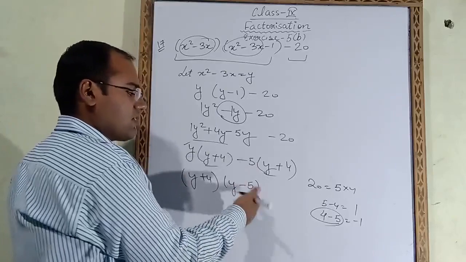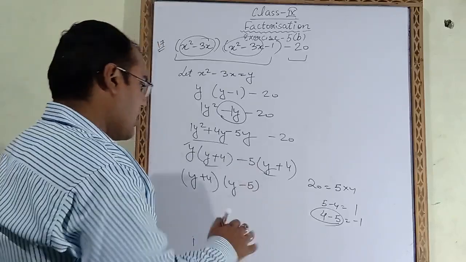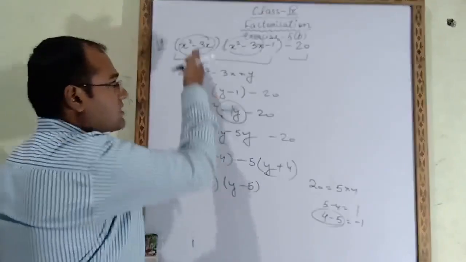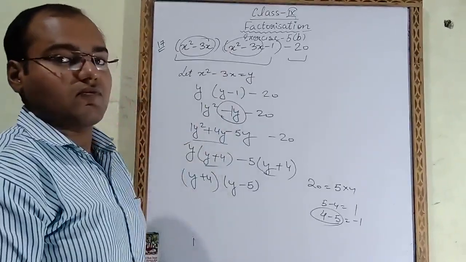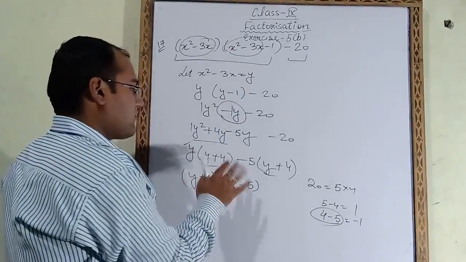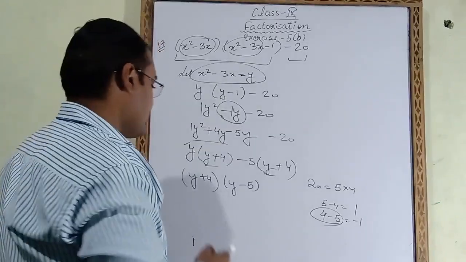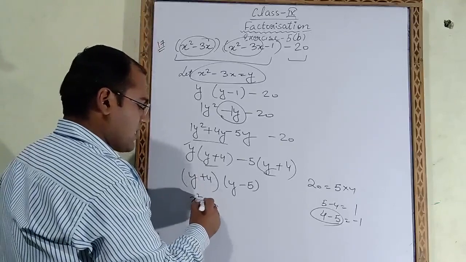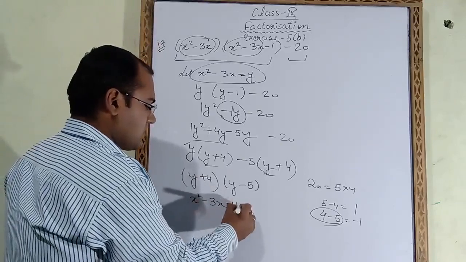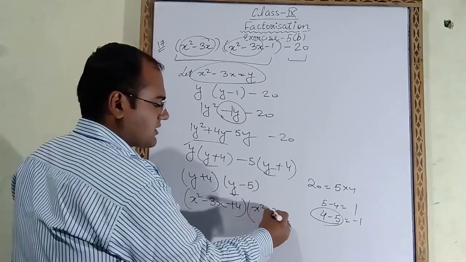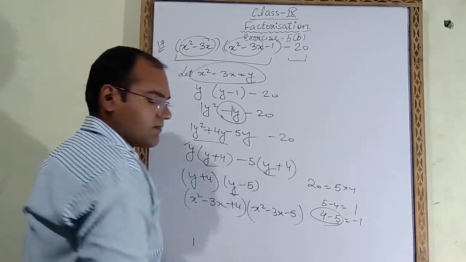These two remaining terms we have to take in another bracket. Now in the question x is written, y is not written, but our answer is coming in terms of y. So what we have to do? This y we have to remove. y is x square minus 3x. So instead of y we will take x square minus 3x plus 4, and instead of this y we will take x square minus 3x minus 5.